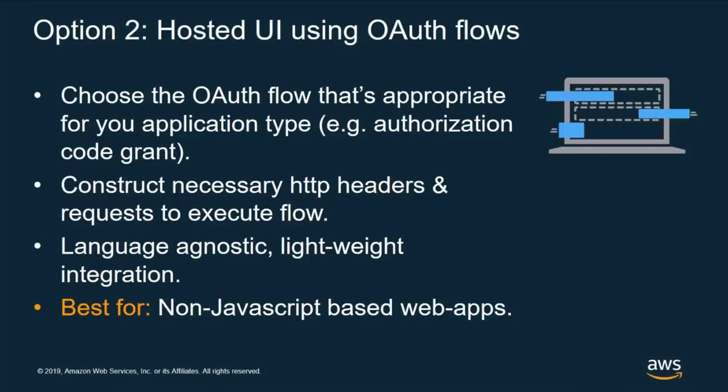All right. The second option for how you can integrate Cognito with your application is the one we're going to see in the demo today, and that's using the hosted UI and OAuth flows. So we talked about choosing the OAuth flow that's right for you based on your application type. But once you do so, really all that's necessary to integrate the basic portions of Cognito is to construct the necessary HTTP headers and execute the necessary request flow. That goes hand in hand with that OAuth flow that you've chosen.